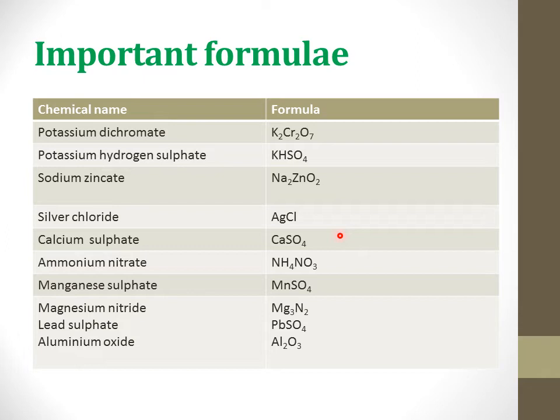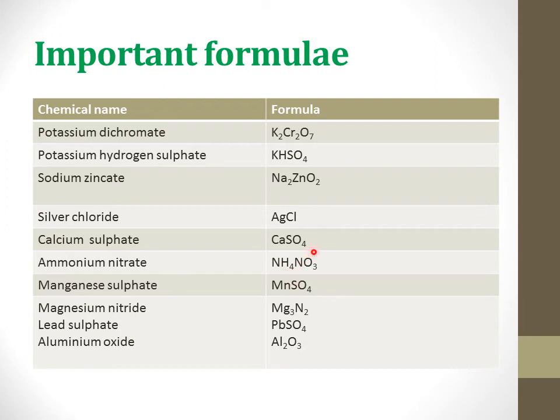Now if you go through these formulae, you can see that each contains an acid radical as well as a basic radical. In silver chloride, AgCl, silver is the basic radical and Cl is the acidic radical. And in ammonium nitrate, NH4NO3, ammonium, that is NH4, is the basic radical, and NO3 is the acidic radical because it is derived from nitric acid. Therefore NO3 is the acidic radical, NH4 is the basic radical.